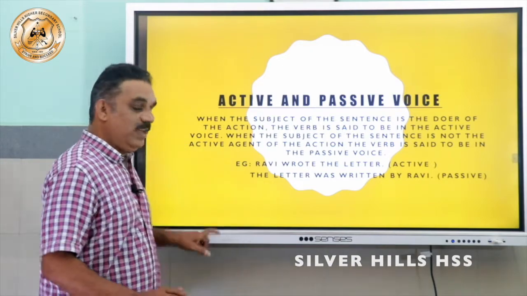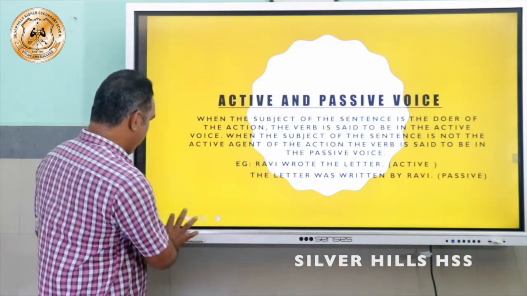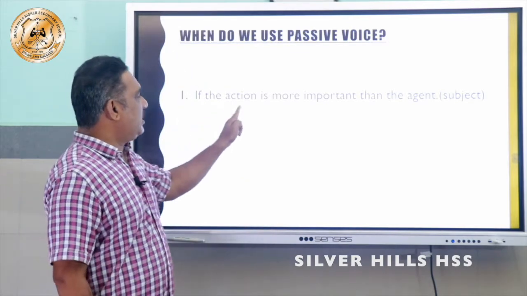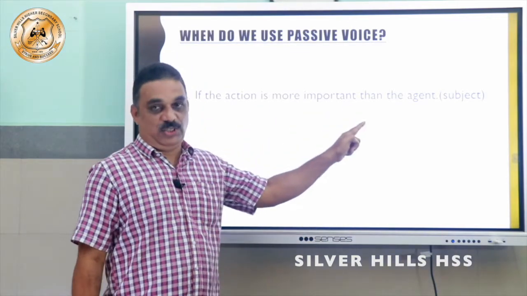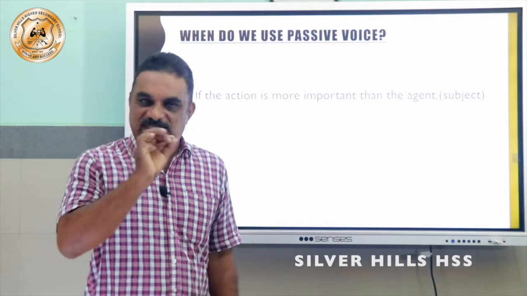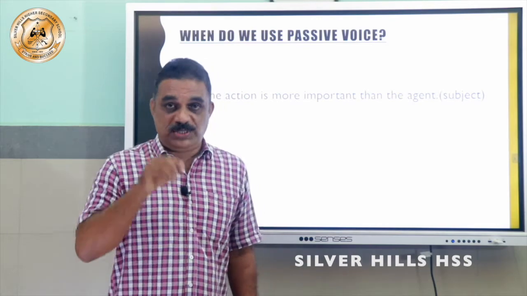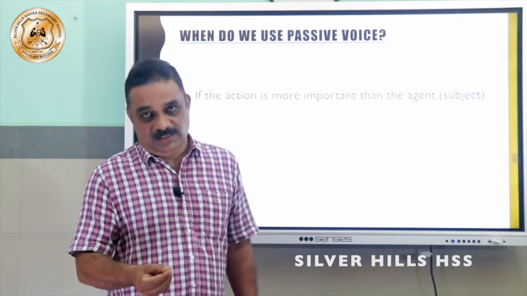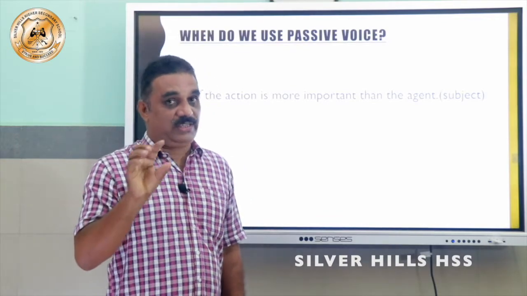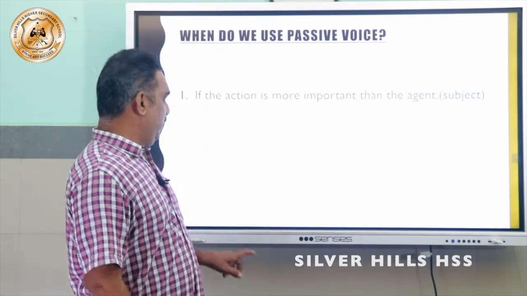Now let us see, when do we use passive voice? If the action is more important than the agent or subject. Normally, when we are writing a sentence, we will have confusion whether we have to give more importance to the subject part or to the action part. If the action is more important than the subject, we can use that sentence in passive voice. Next one.